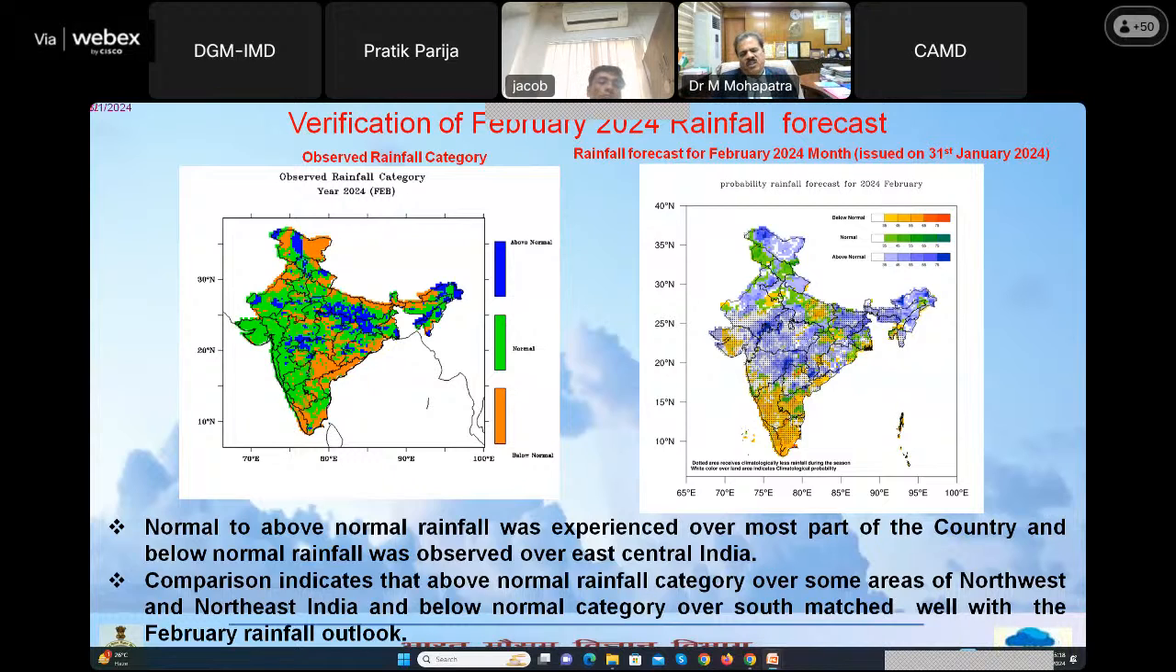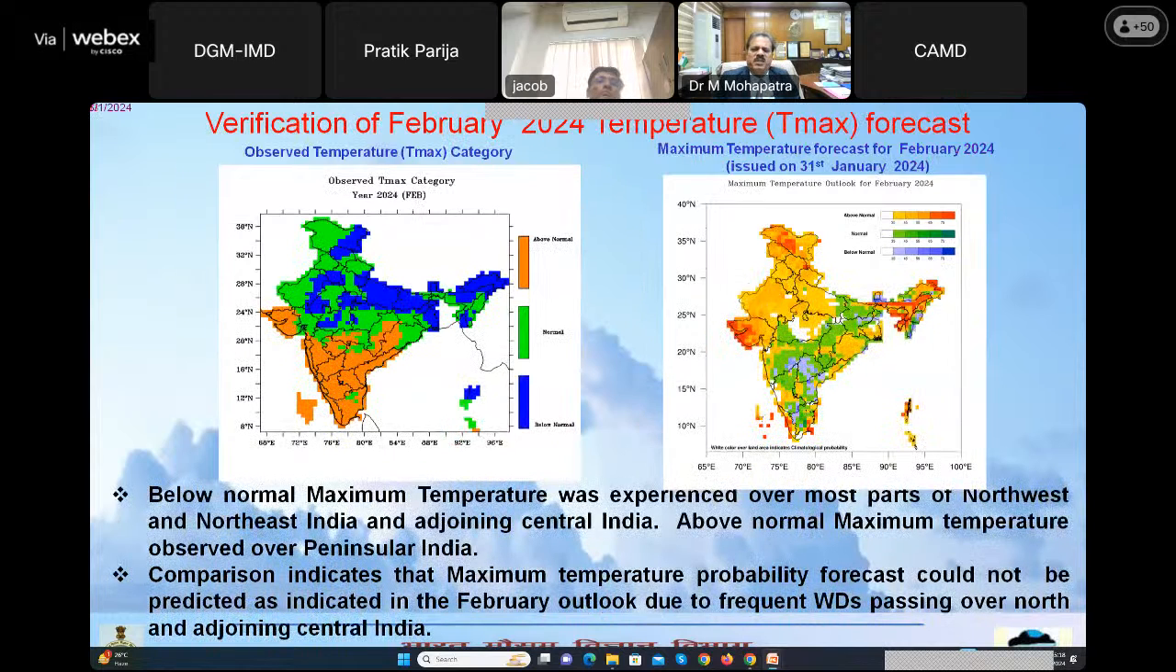Most parts of the country, we could predict what type of rainfall there would be in the month of February. Now, if I consider the maximum temperature, there was some problem. Maximum temperature was normal to below normal over northwest India, northeast India, and adjoining central India because of the western disturbances, whereas the prediction was above normal to normal temperature. So especially for northwest India, I will tell you, the forecast is not correct for the maximum temperature.